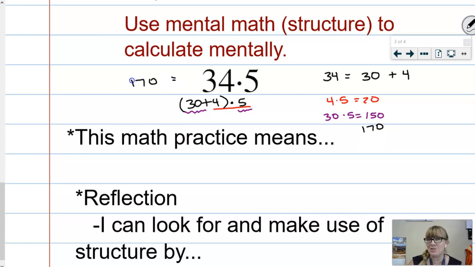You're able to do this because you recognize the structure of mathematics. You recognize that 34 is 30 and 4. So when you're multiplying 34 by 5, you can multiply 30 by 5 and multiply 4 by 5, because those are a little bit smaller and easier to calculate.